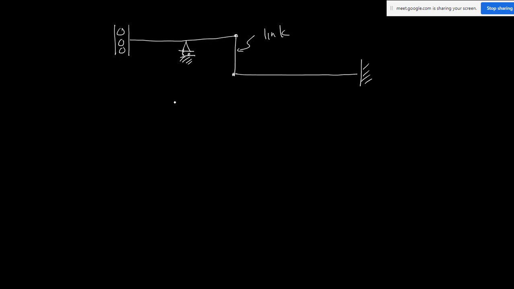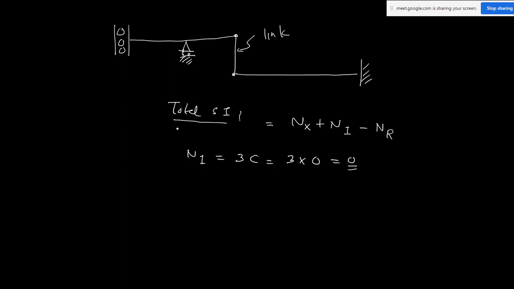So find out the total static indeterminacy of this structure. The second equation is the same: nx plus ni minus nr. For the beam, ni equals 3 into c. Now you can understand, because now it is clear. For the beam there is no concept of the closed loop. That concept is coming only for the rigid jointed frame. So this c will be 0, because there is no closed loop in the beam.